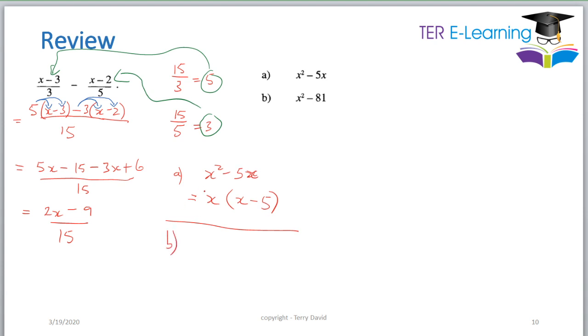So part B now, we have x squared minus 81. That one is the difference of two squares, all right? And like I said, I want you to write it like this: x squared minus 9 squared. Once you have it in that format, then we can say the answer is x plus 9 by x minus 9. All right, so that's how we factorize using the difference of two squares. Okay?